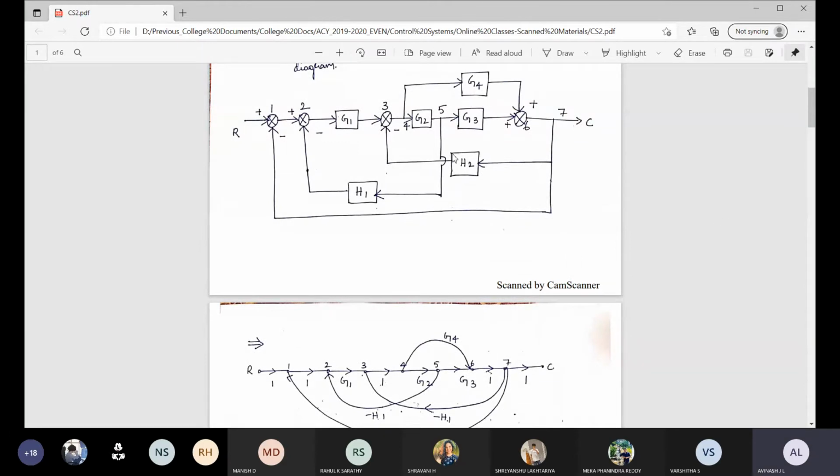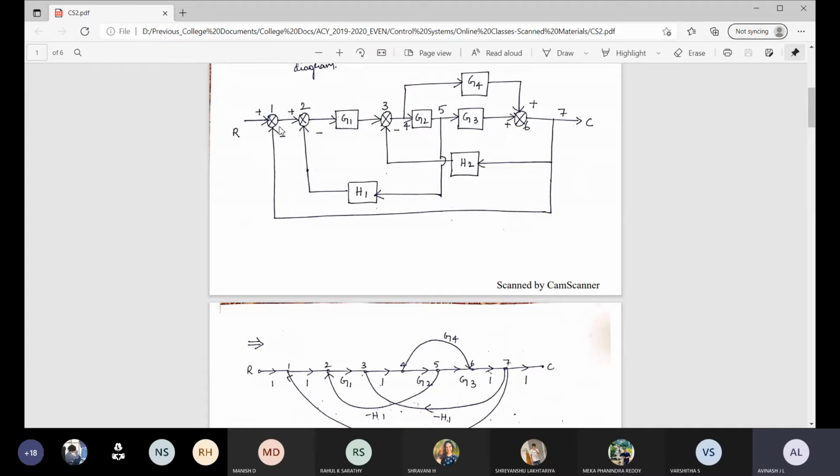On the upper side you can see the block diagram. Those who have a doubt, I'll brief it out for 2 minutes. In the block diagram, what exactly happens? The summing points and the takeoff points can be considered as nodes.